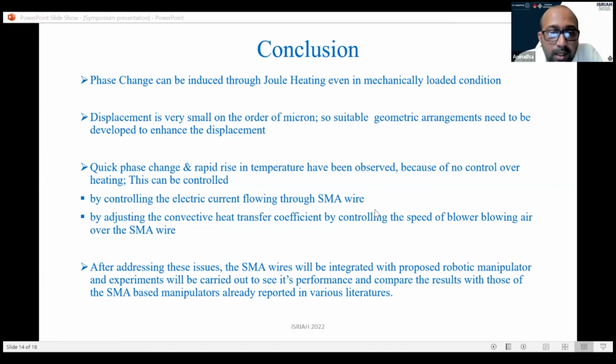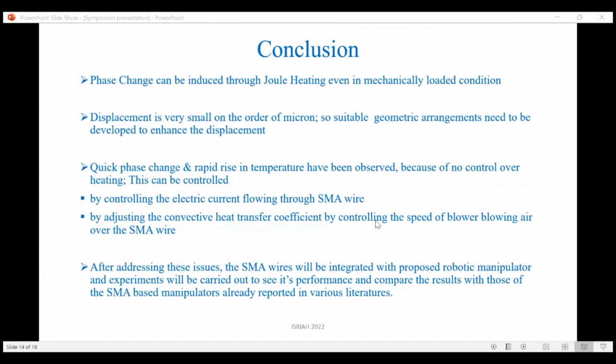But my question is, can you get that value of payload from your simulation study? Is there a way to determine it? Yes, we used only 0.51 millimeter diameter SMA wires. If we increase the diameter, that is the size of the SMA wire, maybe we will get higher payloads, but I have to work on it. That is, for which diameter of SMA wire, how much weight we can lift, we can find from our simulation. We have to work on it.